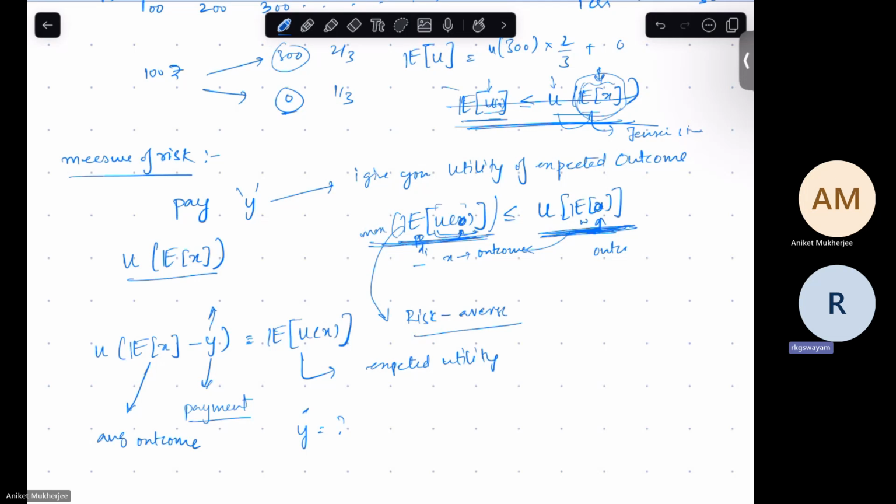So, probably I did not understand something in between. From Jensen's inequality, how did you reach this idea of risk?